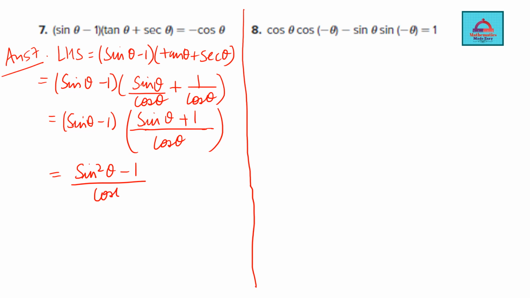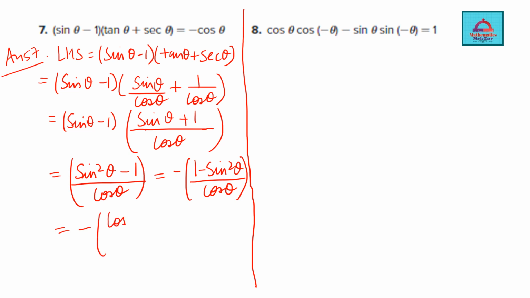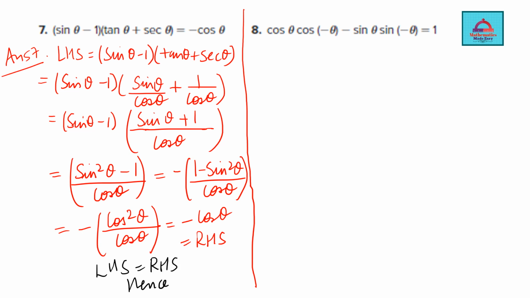So again we are using the same identity, difference of square, which I wrote for you in the last slide. So this can be written as minus of 1 minus sine square theta over cos theta. And now we'll use the Pythagorean identity, minus of cos square theta over cos theta. Now cancel 1 cos theta, so you are left with only 1 cos theta, which is your right hand side. So left hand side is equal to right hand side, hence verified that it is an identity.